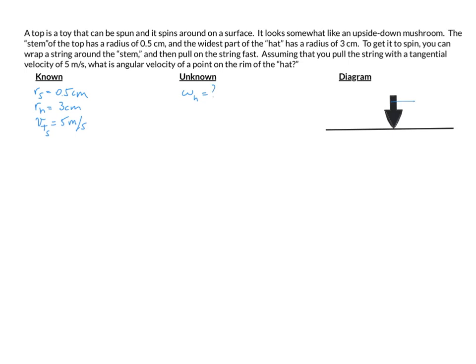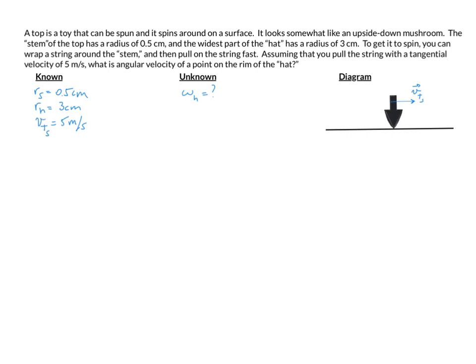So here I made a little drawing. There's the blue string that is attached to the top, and we are given the radius of the stem, so that's the radius of this little thing in here, and the radius of the widest part of the hat part of the mushroom, of the top. And when we're pulling on it, we're giving it a tangential velocity for the stem at this point. So pulling on this will set the whole top into motion. It will all spin. And we want to know how fast, what angular velocity the widest part of the top will have.